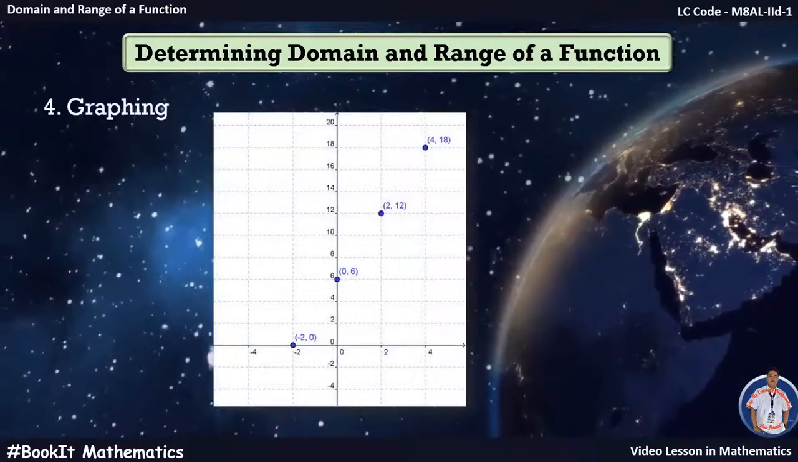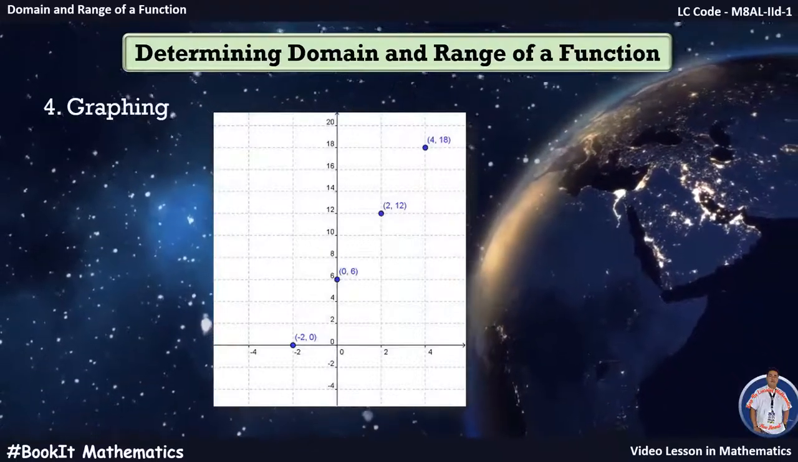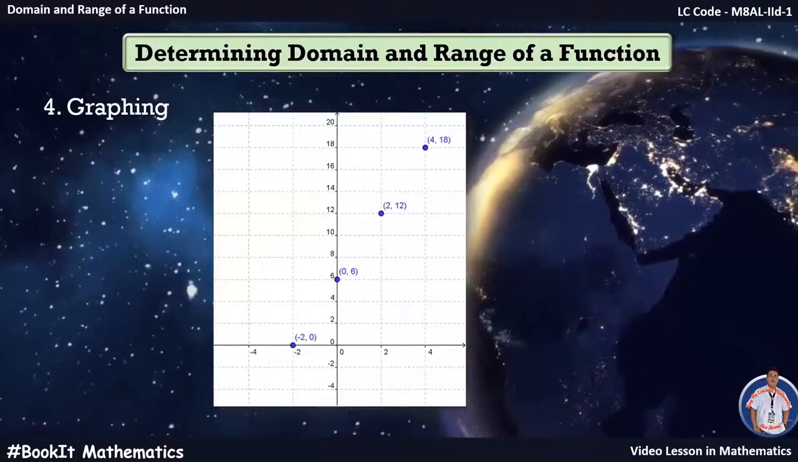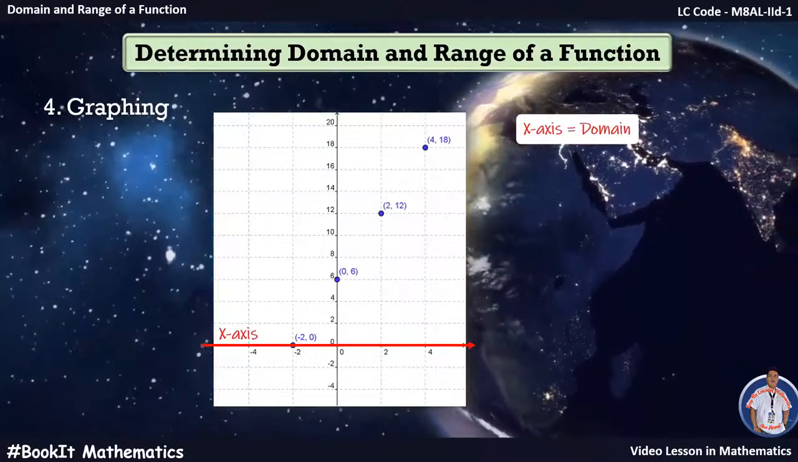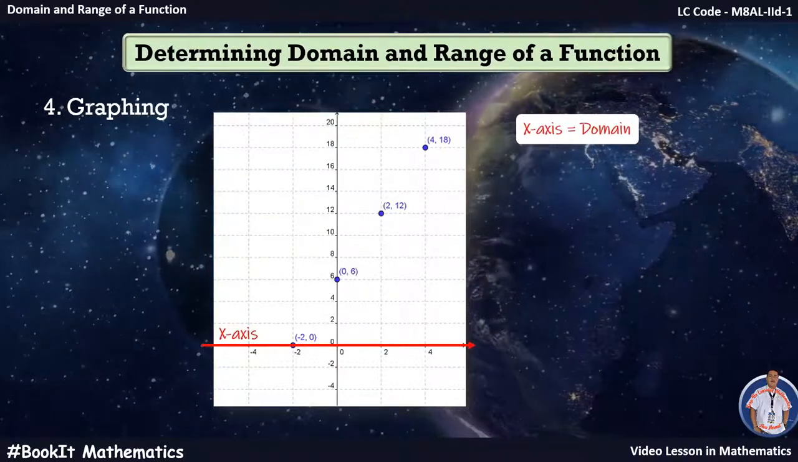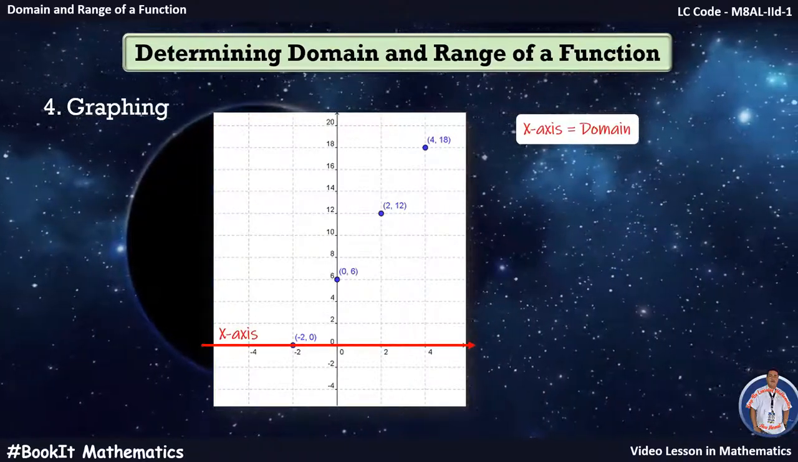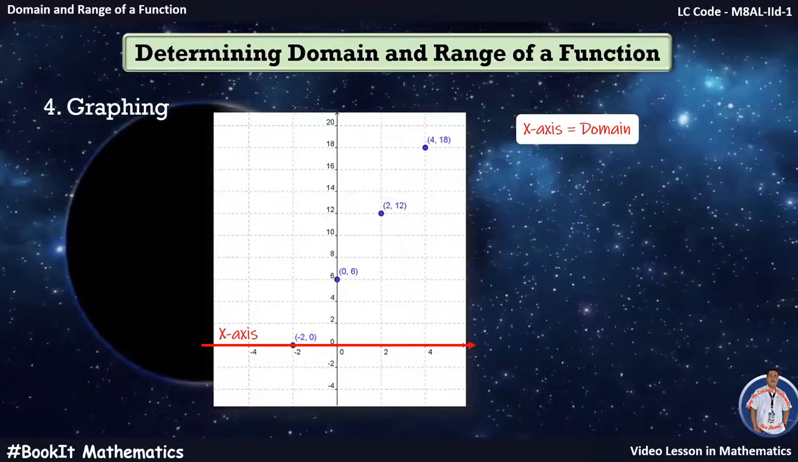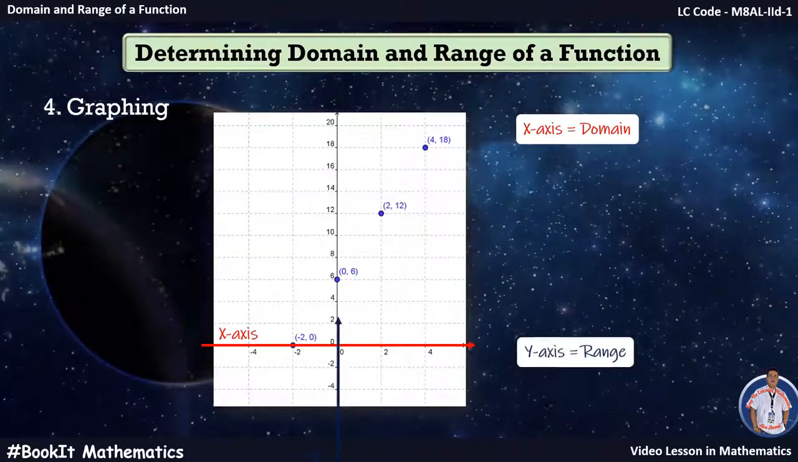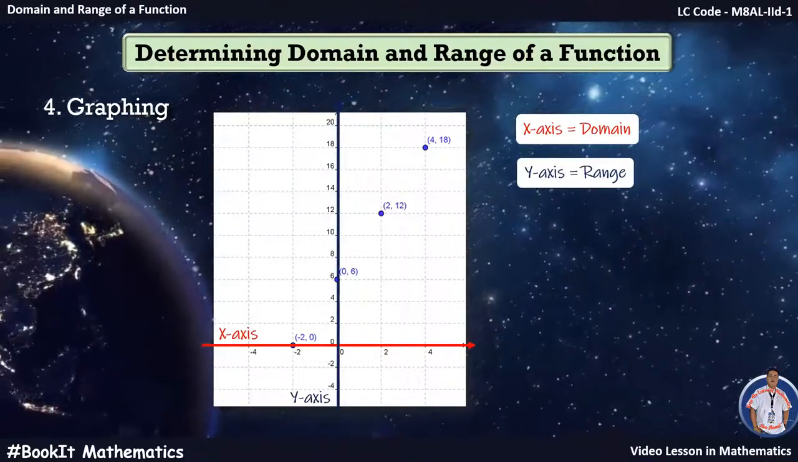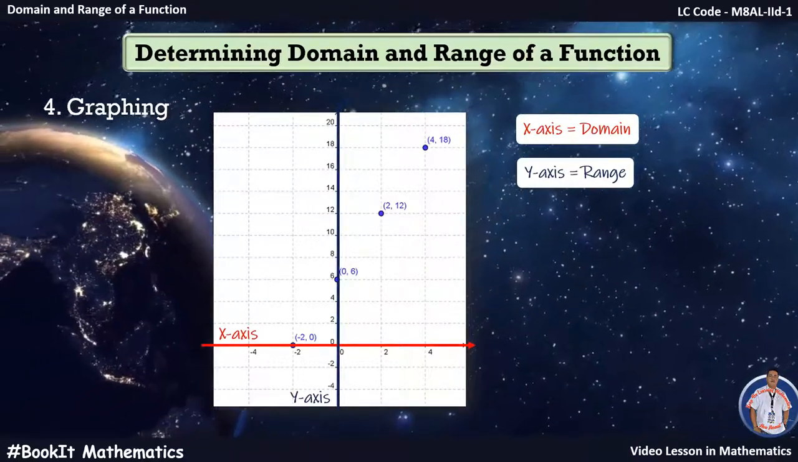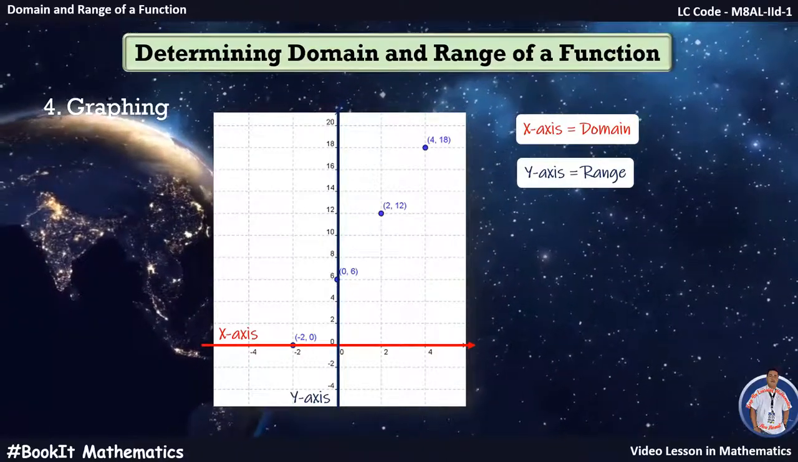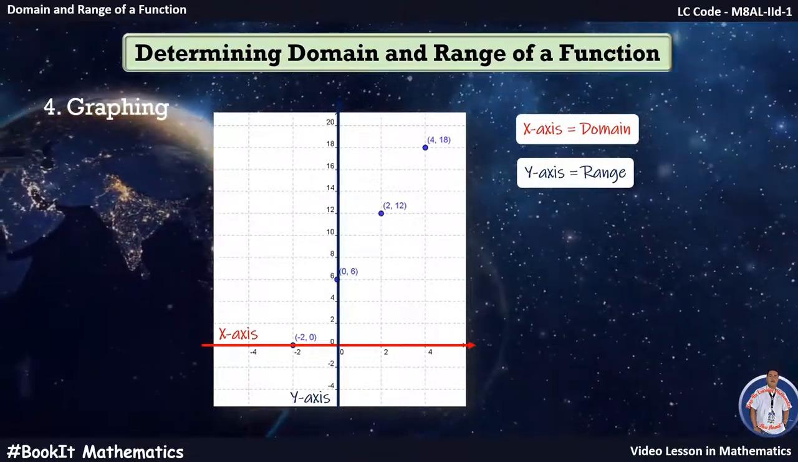We may also encounter functions and relations on graphs. The independent quantity is usually graphed on the horizontal x-axis. That means the x-coordinates of the points are the domain. Since the dependent quantity is usually graphed on the vertical y-axis, the y-coordinates make up the range. Let's look at a few graphs to explore how this works.